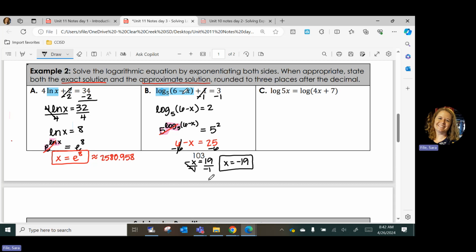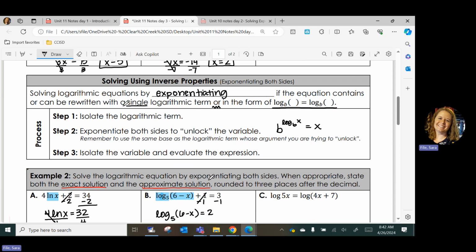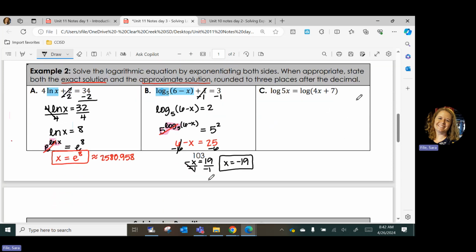All right, now in C, this one is different. Up here, we said we can use this method when there's a single log function, like in A and B, or when you have it set up with the same log base on both sides. So yes, we could use the one-to-one property here, like we showed you in example 1, but I'm going to show you, you can also exponentiate with these. Both of these are a log base 10. There's no base written here, and so it is an understood 10. This is the common log.